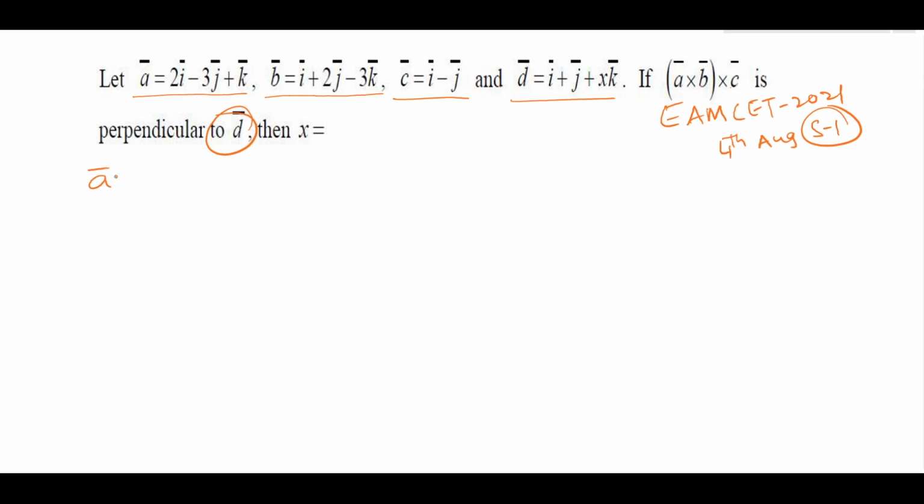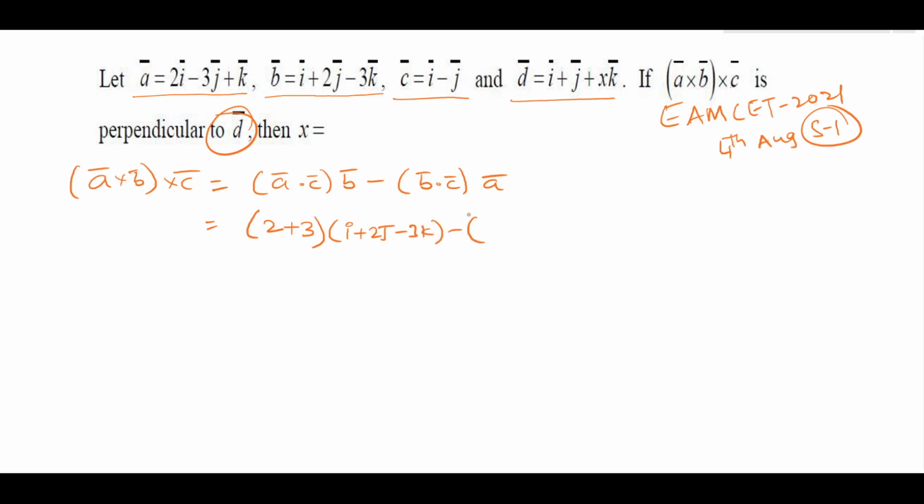First we find the value of A bar cross B bar cross C bar. This is the vector triple product formula: A bar dot C bar into B bar minus B bar dot C bar into A bar. A bar dot C bar is 2i dot i, that is 2, minus 3j dot minus j, that is plus 3, into B bar, which is i plus 2j minus 3k. And B bar dot C bar is i dot i, 1, plus 2j into minus j, that is minus 2, into A bar, that is 2i minus 3j plus k.